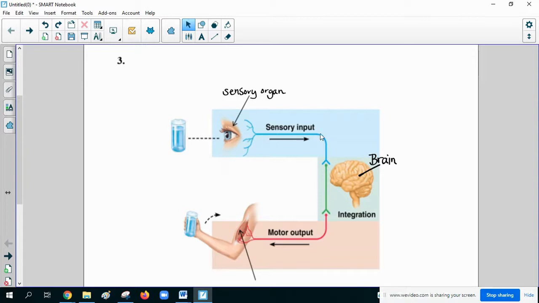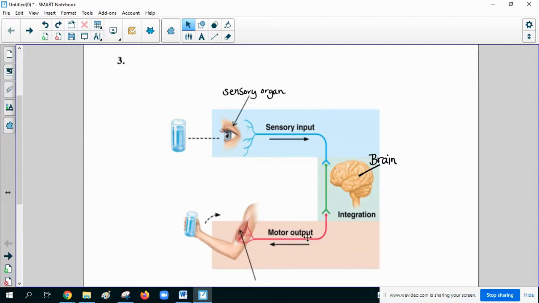So this blue is a neuron, this green is a neuron, and then our last function you can see is here in red. The brain decides what to do about that glass of water. Maybe you're thirsty and you want to drink the glass of water. So you see the glass of water as sensory input. Your brain says, hey, I'm thirsty. Let's go ahead and pick up the glass of water, and is able to send a message to your muscle to help you pick up that glass of water.